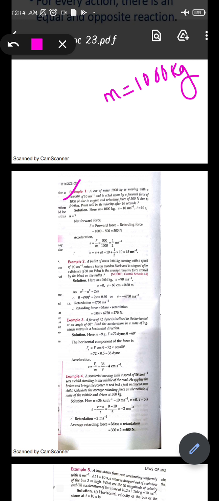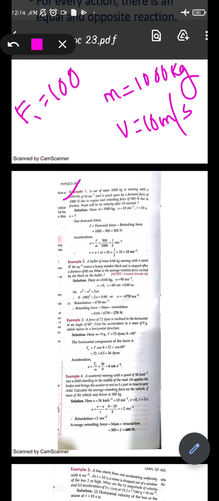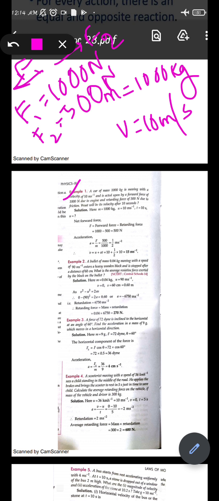Second, it is moving with a velocity of 10 meter per second. Here it is written that it is acted upon by a force of 1000 newton in the forward direction. So let the forward force F1 be 1000 newton. Now there is a retarding force, which means it acts in the opposite direction. Both F1 and F2 act in opposite directions, so the second force F2, the retarding force, is 500 newton.